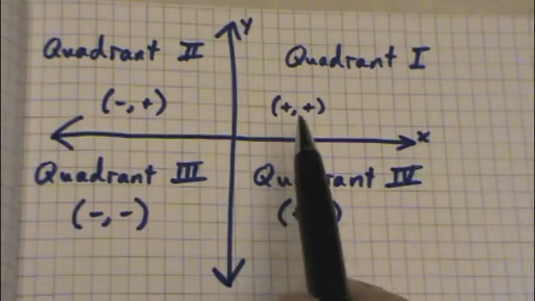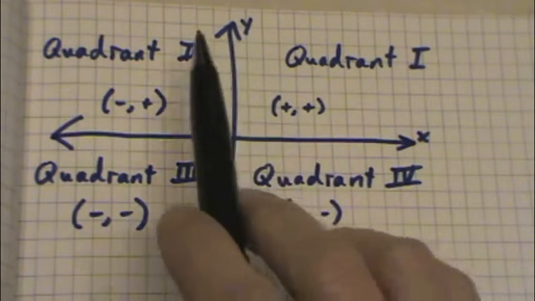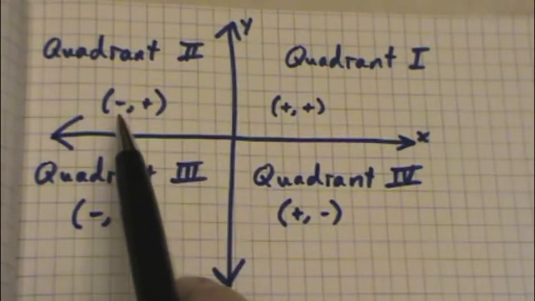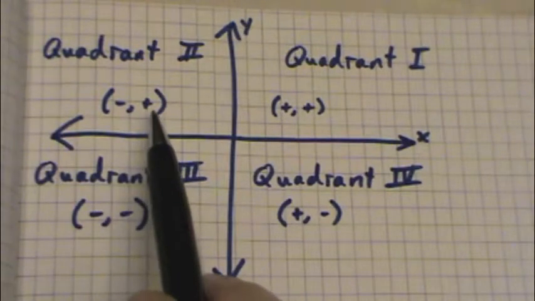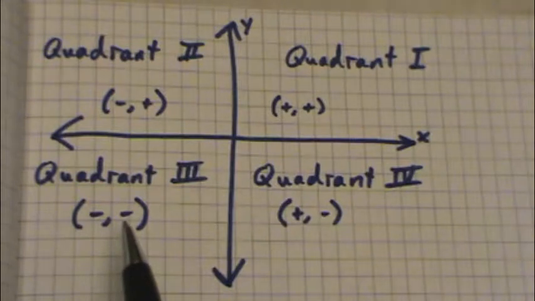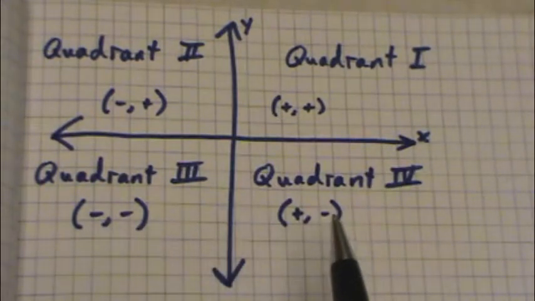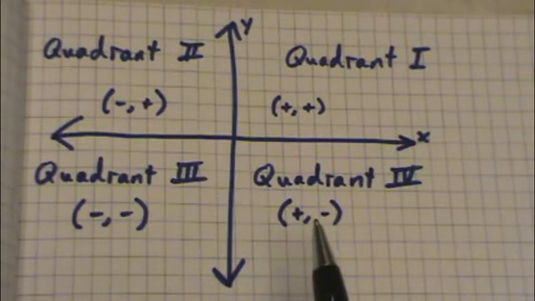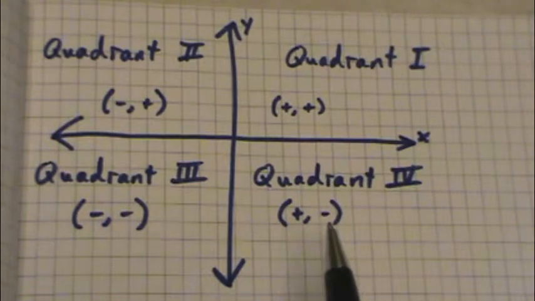And then this shows you the numbers in quadrant 1. All the x values are positive, all the y values are positive. In quadrant 2, all the x values are negative, y values are still positive. In quadrant 3, both x and y values are negative, and in quadrant 4, x is positive, but y is negative.